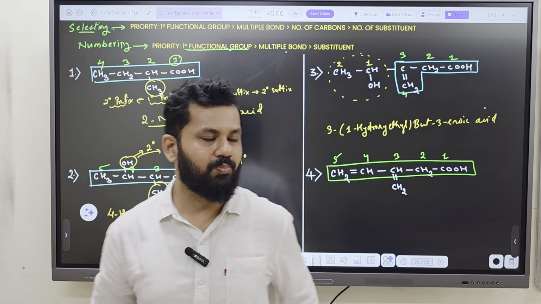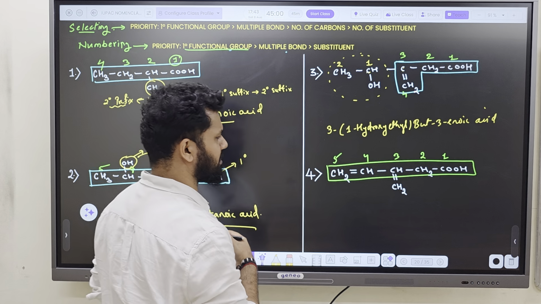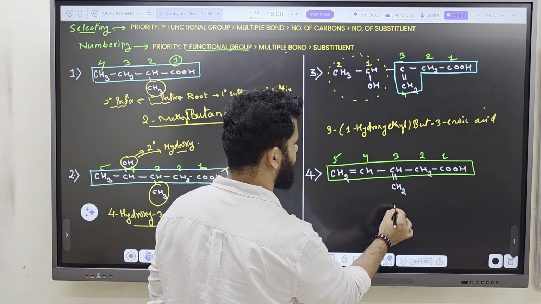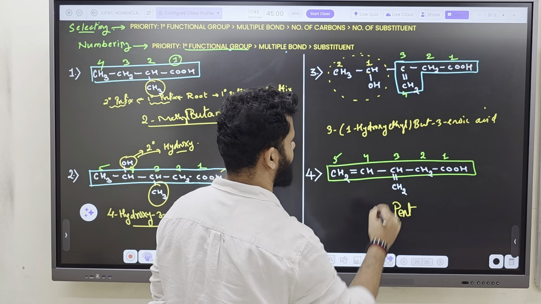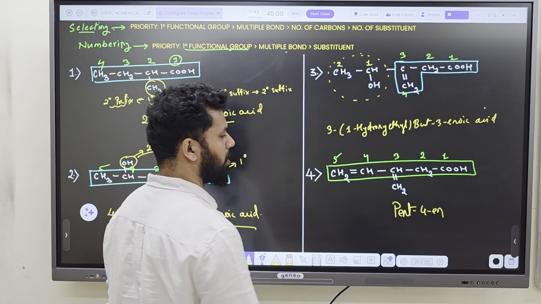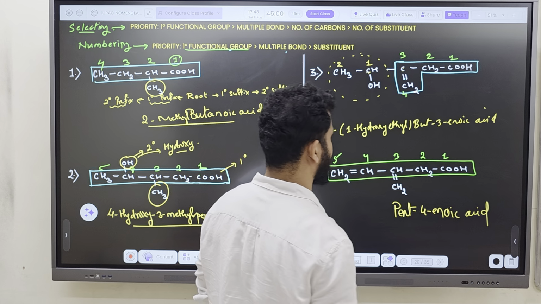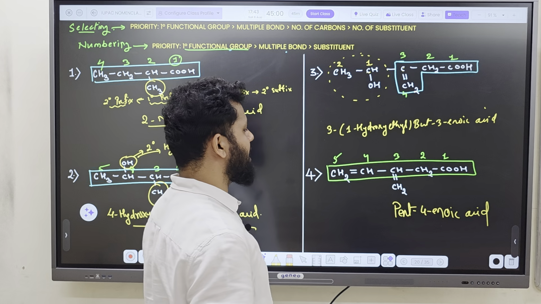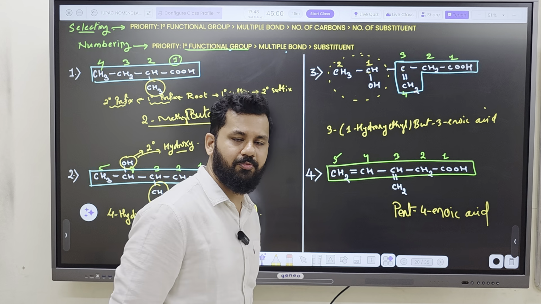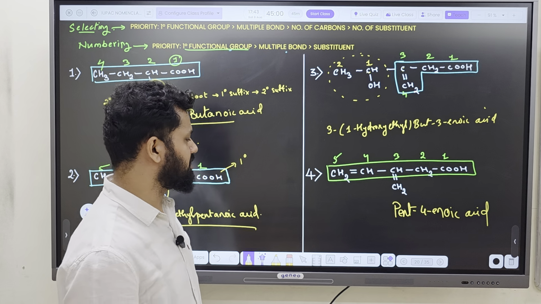Moving to the next one. That's quite simple, there are 5 carbons, so it becomes pent. At fourth position there is ene, pent-4-enoic acid. 1 2 3 4 5. So pent, at fourth position there is ene, so pent-4-enoic acid. What is there at the third position?